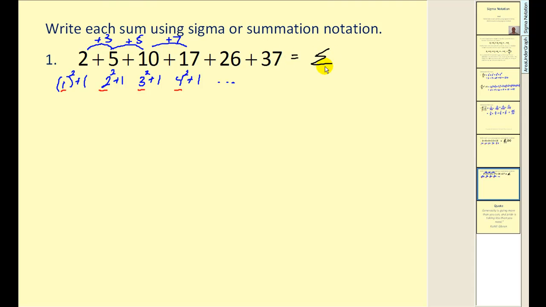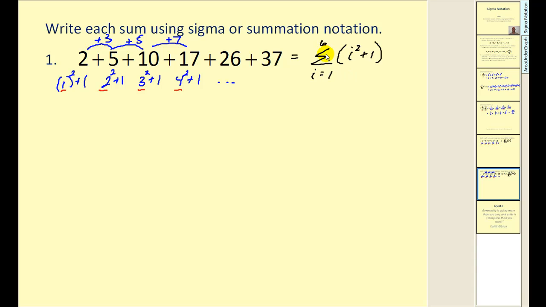So we can rewrite this as the summation using i equal to 1 to some value. We'll figure out that in a minute. But our formula would be i squared plus 1. Now to figure out the ending value of the index, we simply have to just count the terms. 1, 2, 3, 4, 5, 6. If i goes from 1 to 6, we'd have 6 terms generated by this formula.